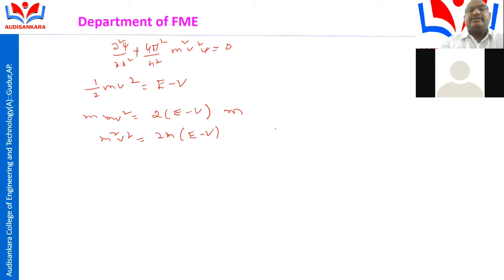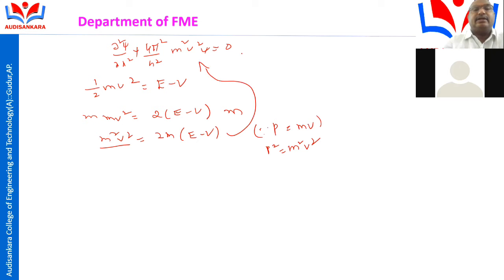So my dear students, momentum P is equal to mv, and correspondingly P square is equal to m square v square. So in place of m square v square, substitute P square in the equation. Therefore, dou square psi by dou x square plus 4 pi square by h square, 2m into E minus V into psi is equal to 0.